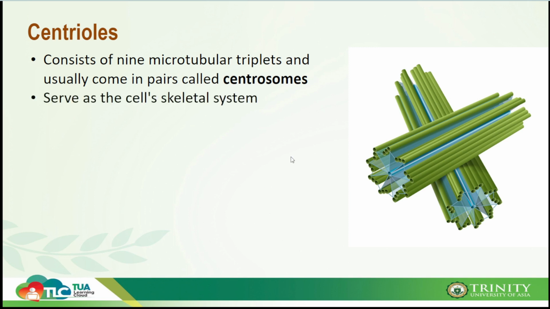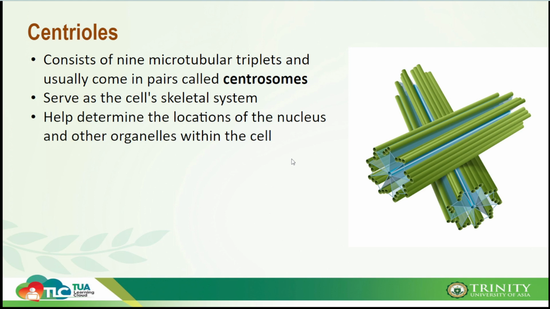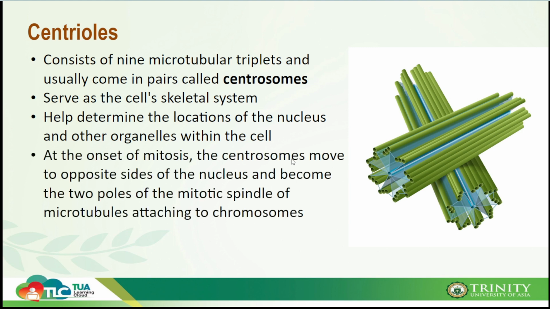Now, what are they for? They serve as a cell skeletal system, or basically they give the overall support to the cell. And they are also important, especially when we talk about the cell cycle or cell division. We'll be able to again go back to our centrioles. So the centrioles are the ones that go to the opposite side of the nucleus, and they are the ones that basically produce the mitotic spindles, which attach the chromosomes and pull the chromosomes towards the opposite poles. But more of that once we go into cell division.